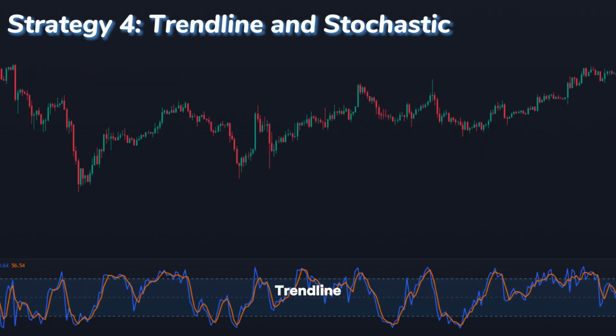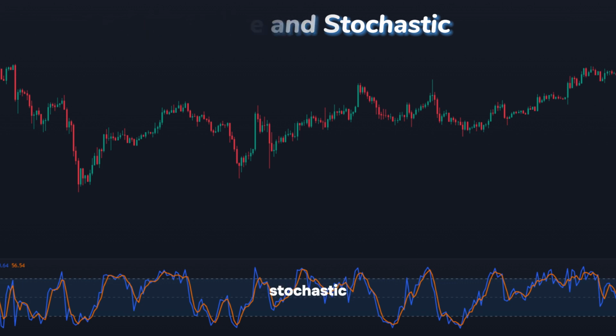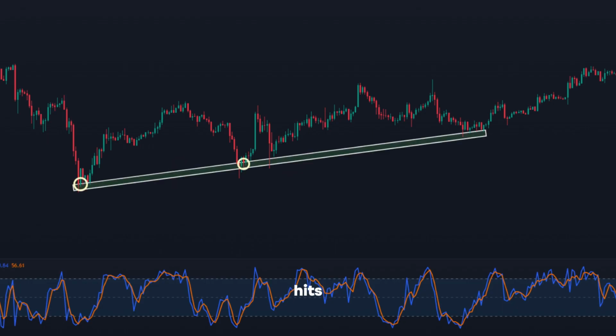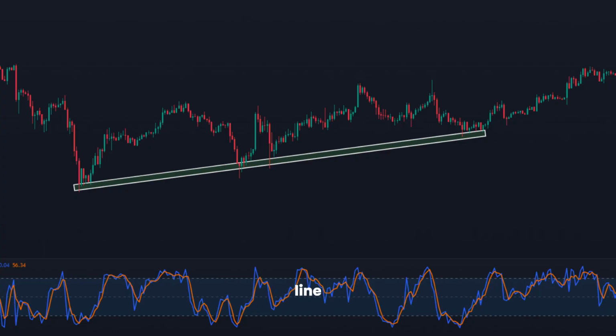Strategy 4. Trendline and stochastic. In this final strategy, we see an upward trend on the chart. When the price hits a certain level and starts to increase, we can draw a trend line. Now let's look at the stochastic indicator. If it's in the oversold area, it could be a long signal, but let's check additional confirmations.